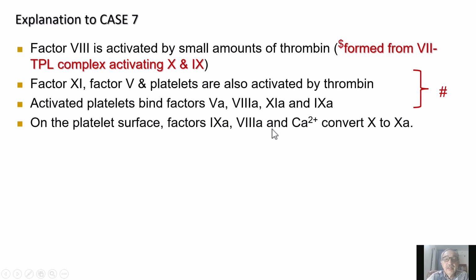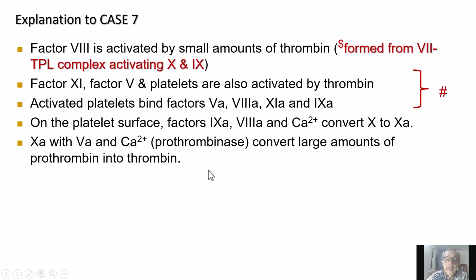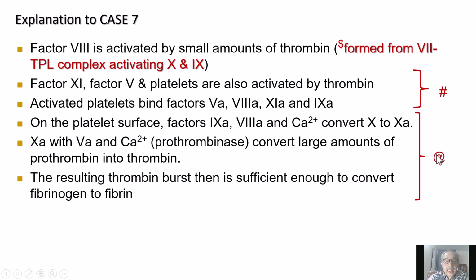On the platelet surface now, activated factor 9A and 8A plus the available calcium convert 10 to 10A. 10A with activated factor 5 and calcium forms what is known as prothrombinase, which breaks prothrombin into thrombin. The proteolytic action of this group, 10A, 5A and calcium, converts a large amount of prothrombin into thrombin. A small amount of thrombin has already been formed. This will trigger, and now the propagation occurs.